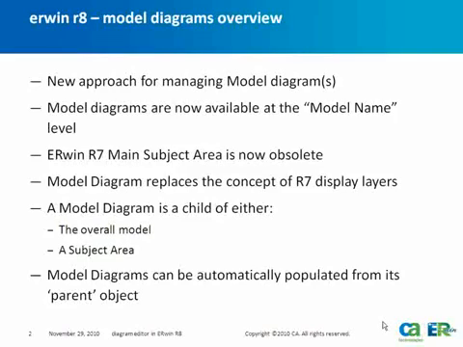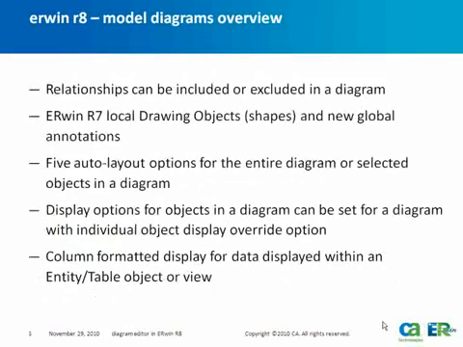The concept of ERwin R7 display layers has also been dissipated with the release of this new product. They are replaced with the model diagram. The model diagram can be at two different levels in the model now. It can contain the overall model, or it can be included in a specific subject area. Any number of diagrams can be included, and the model diagrams can automatically be populated from its parent object. Relationships can also be included or excluded in the diagram now within the diagram editor. There's a new editor in the product in terms of being able to selectively identify which objects you want to include or which relationships you want to include.